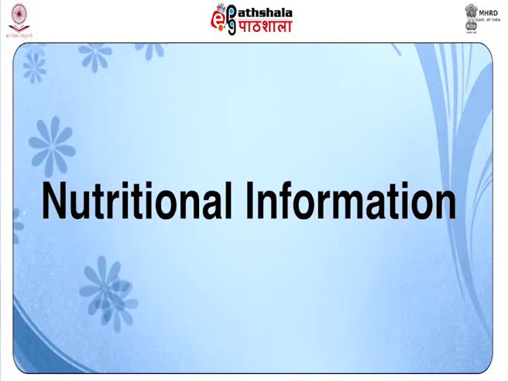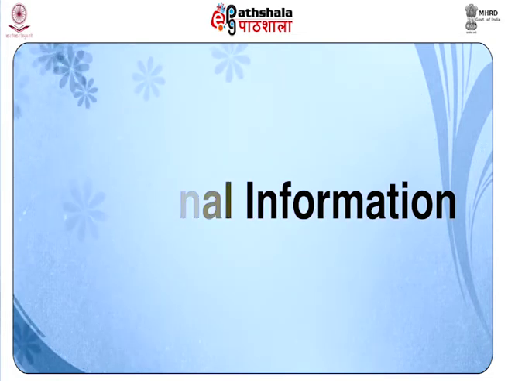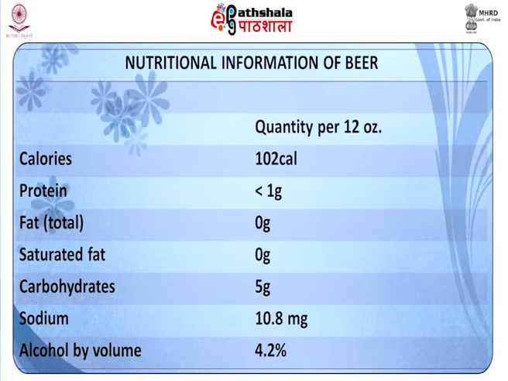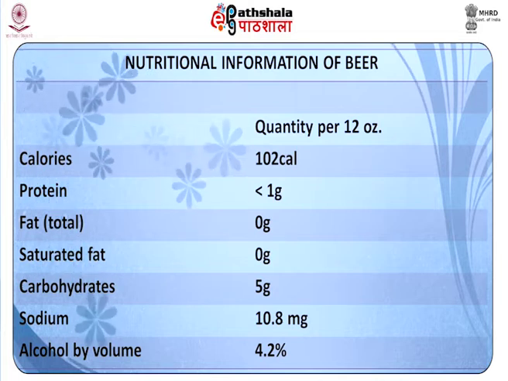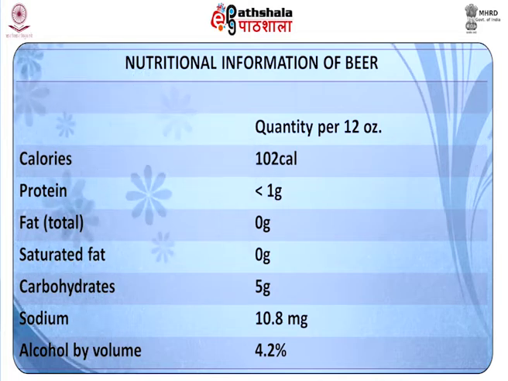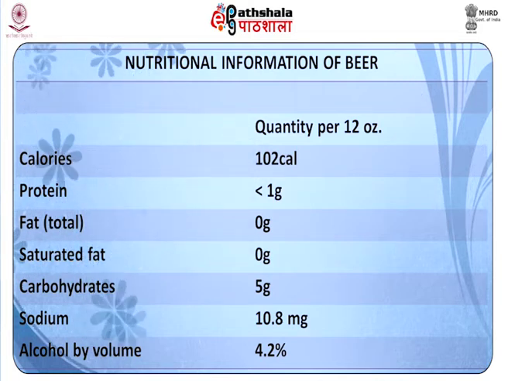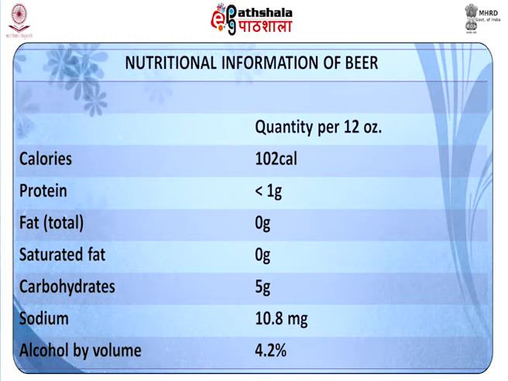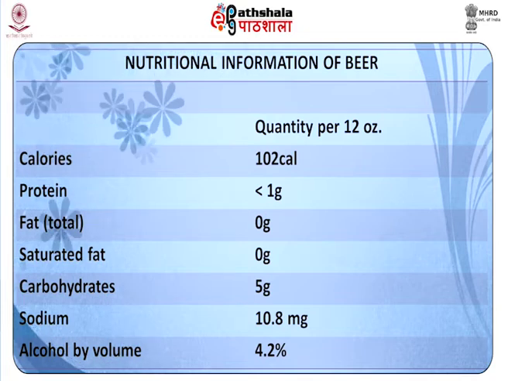Next, we move on to the nutritional information. The nutritional information: calories present, protein, fat, saturated fat, carbohydrates, sodium, and alcohol by volume.